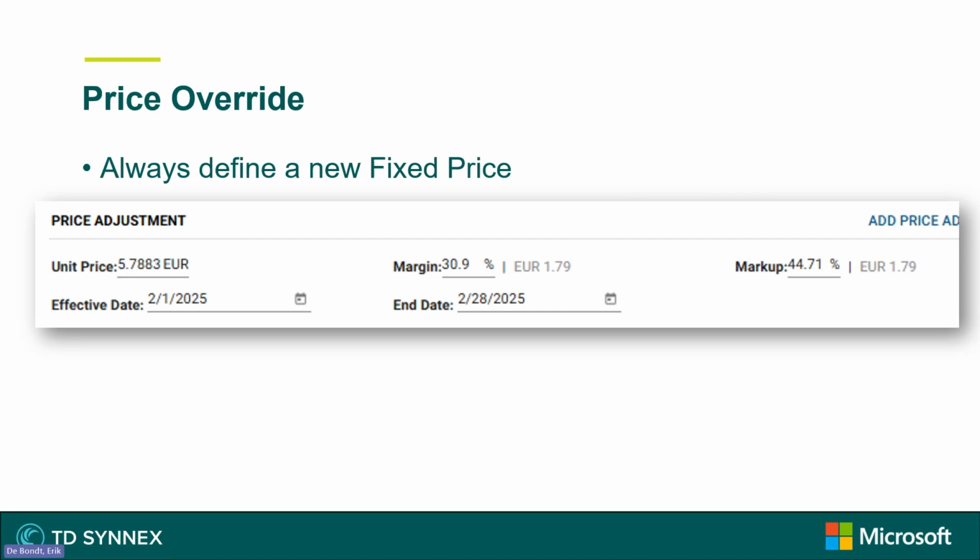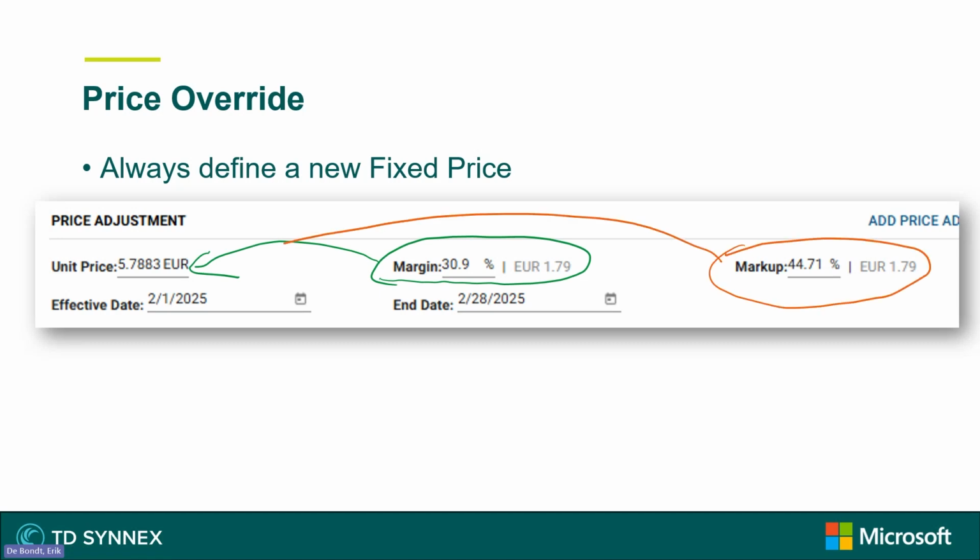You always define a fixed price. What do I mean with that? If you make a margin or a markup change there, it will be the unit price that changes, and also on that level. What's the difference? If you do a price book change and the price changes, for instance, there is an upgrade in price from the vendor, your price will follow the logic of your price book.